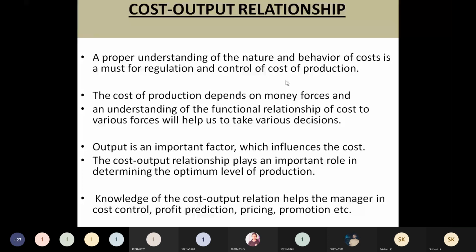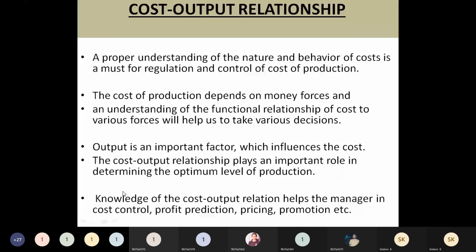So this relationship will help the manager not only in cost of production, you can also predict the profit. Because if you reduce the cost, at what price you are selling the product, the difference between the price and the cost is nothing but the profit, no? And if you want to increase the profit without changing the price, you need to concentrate on cost control.